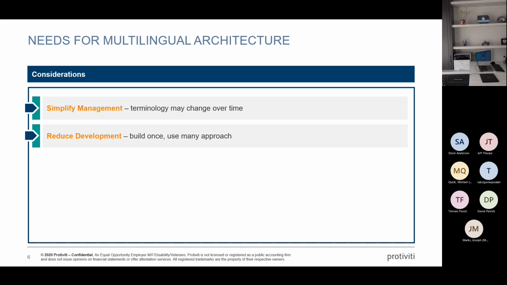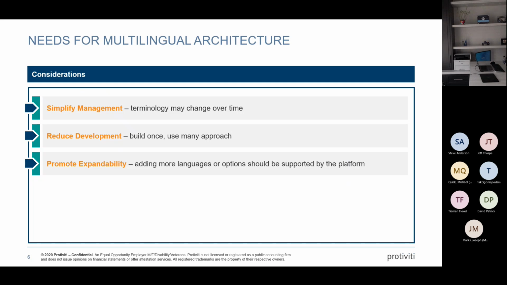Reducing development time. Again, this is build once, use many. If you have the same application exactly that is being used in multiple countries, it really doesn't make a lot of sense to build the same thing twice just to support a different language. It would be much easier for the application to be smart enough to ask what language it needs to display, and based on that, provide the text.